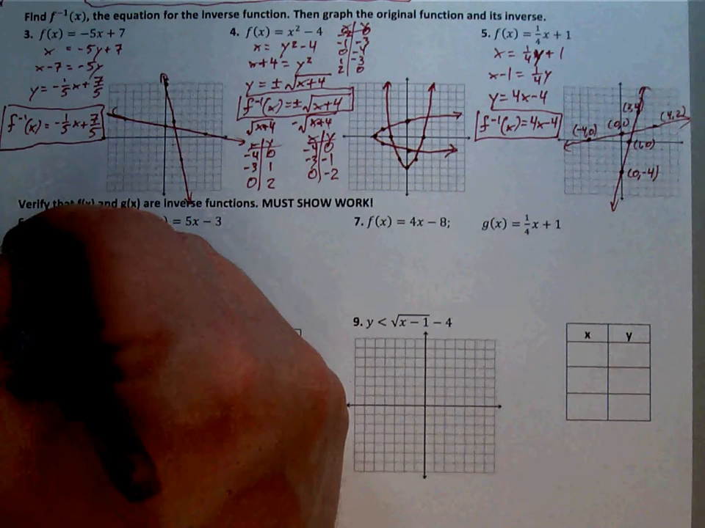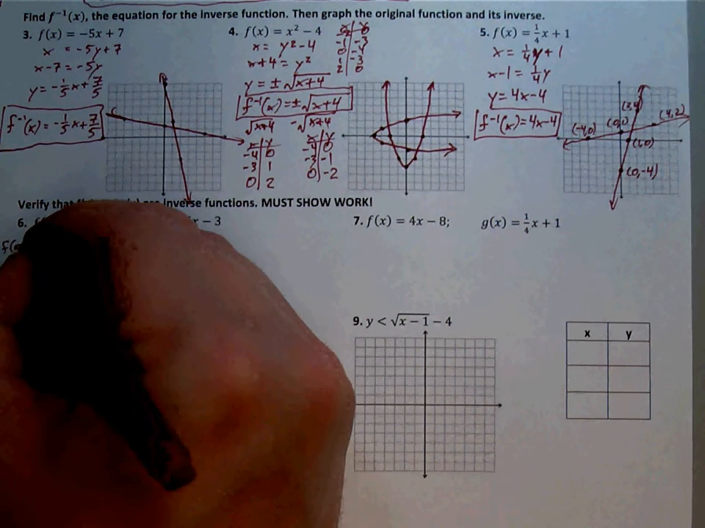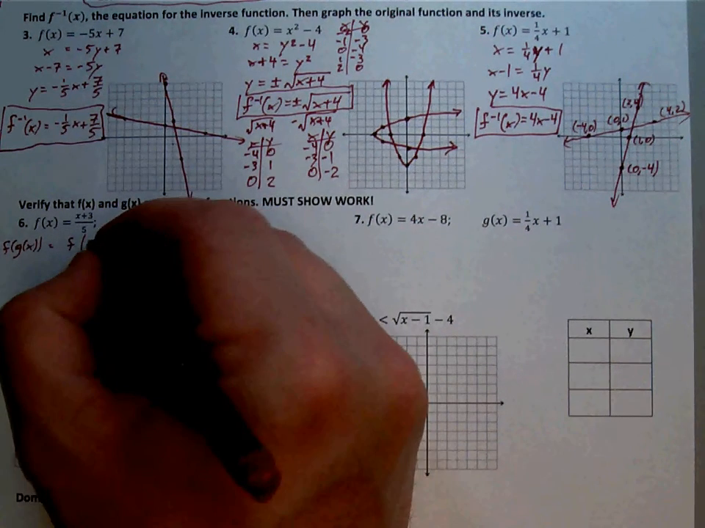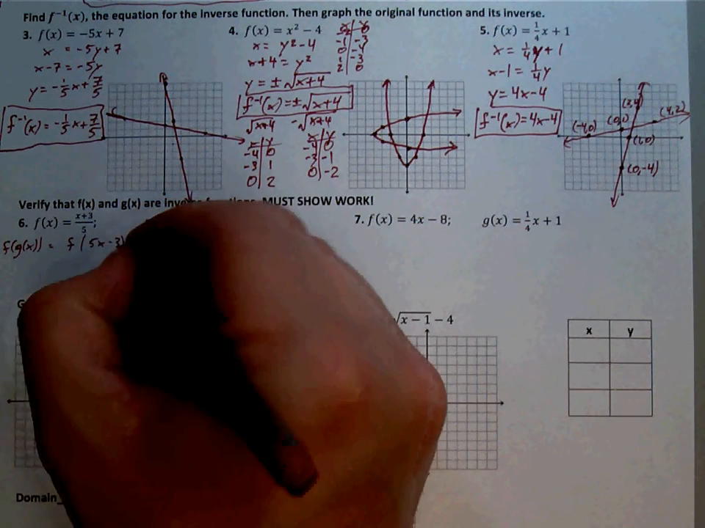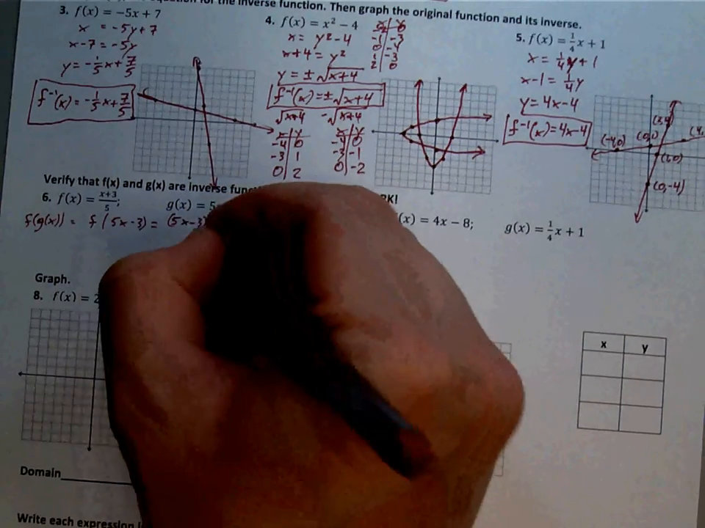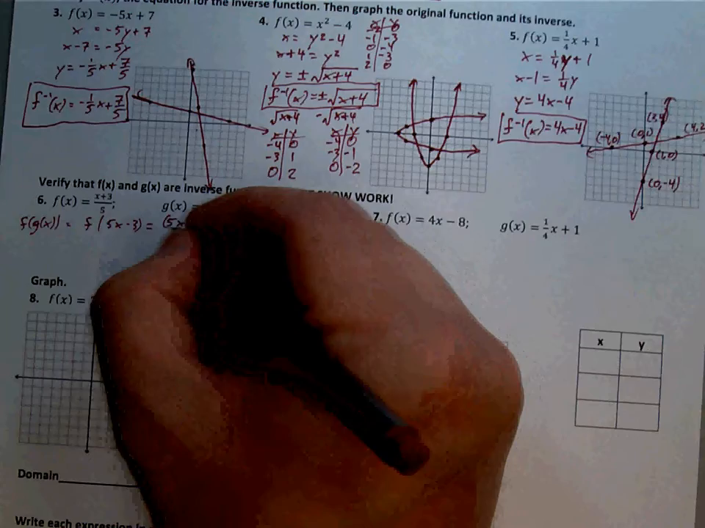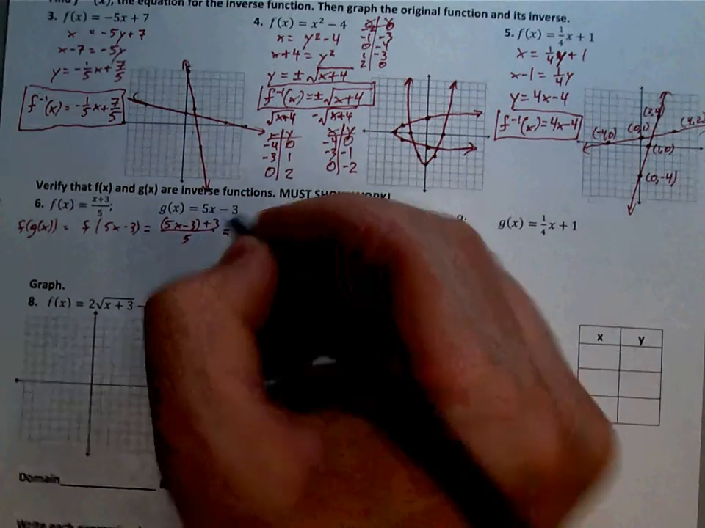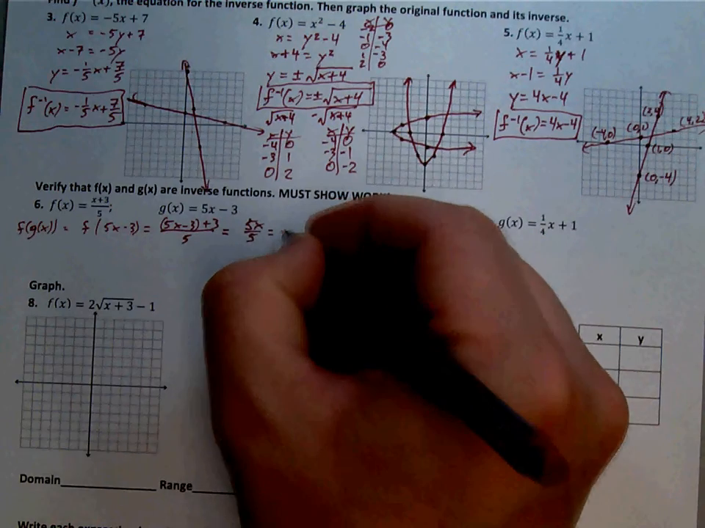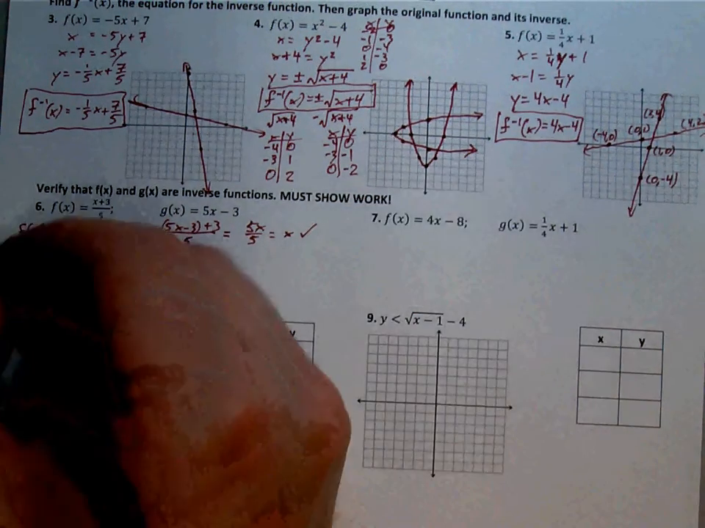Okay, so we have to do f of g of x and g of f of x. So f of 5x minus 3. So 5x minus 3 plus 3 all over 5. In the numerator, we end up with just 5x. That's over 5, which equals just x. So check, that one worked. Now try the other way around.